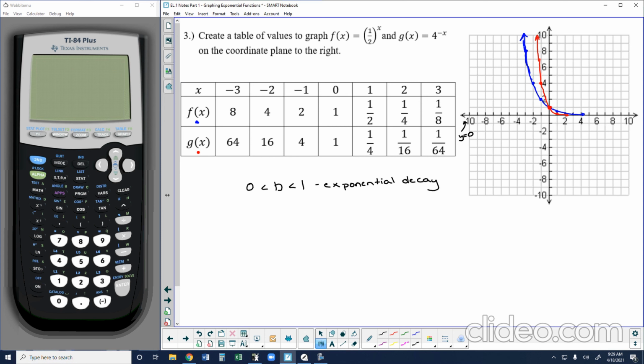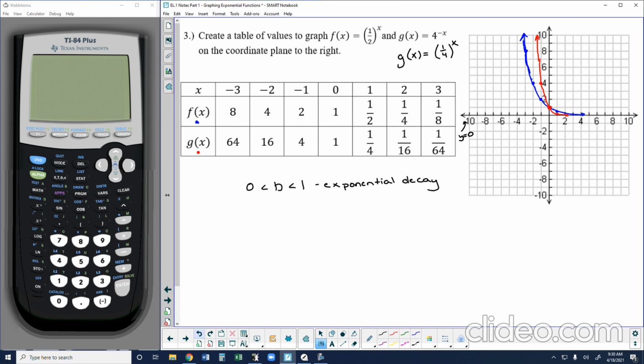Now, take a look at g of x. G of x has a base that is greater than 1. So we might think that, okay, this is going to be exponential growth. But if I look at the graph of g of x, it's also exponential decay. Remember what this negative does. This negative does a couple of things, but to the base, if we were to take the negative of the base, it would actually take the reciprocal of 4. And so g of x can also be written as 1/4 to the x power.